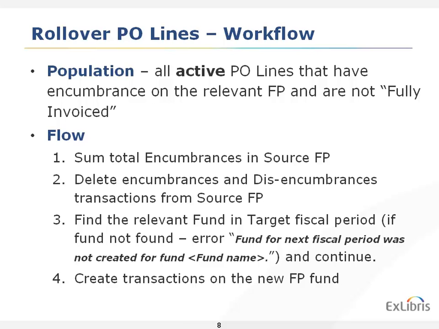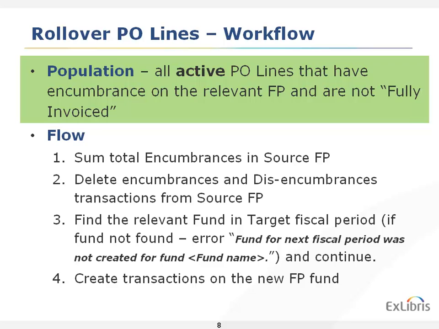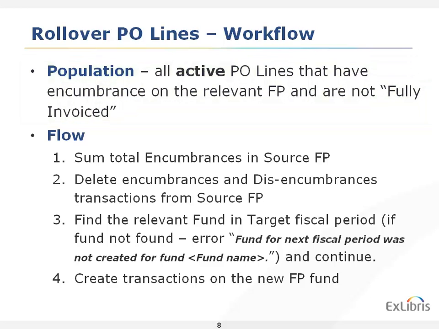Before we go over the report, let's talk about the workflow of the rollover PO line job. First, we discuss the population. The population is all active PO lines that have encumbrance on the relevant fiscal period, and they are not stated as fully invoiced. So, if a PO line is in status in review and we just created it and saved it and created encumbrance, then this PO line is a candidate for rollover. It is active. And even if we put this PO line in deferred, or we put the PO line in claim list, it doesn't matter because Alma regards these PO lines as active and they are candidates for rollover.